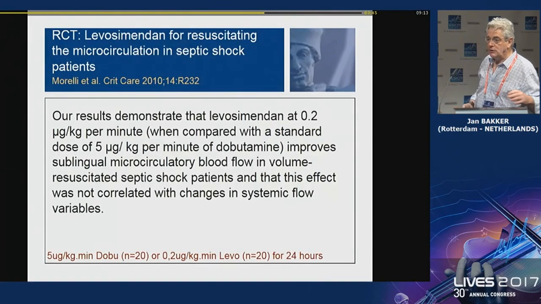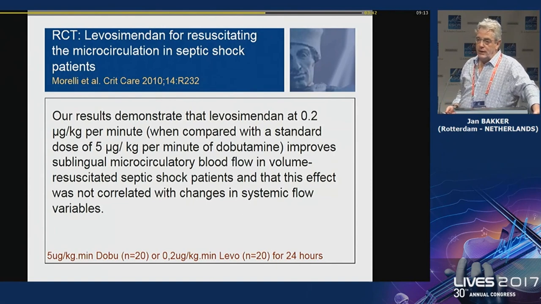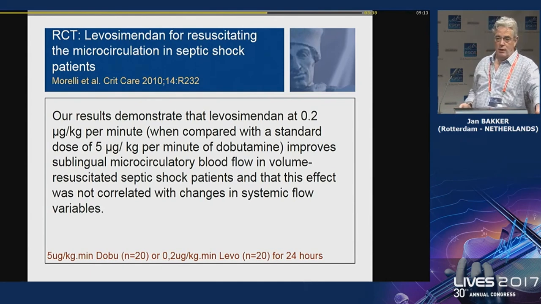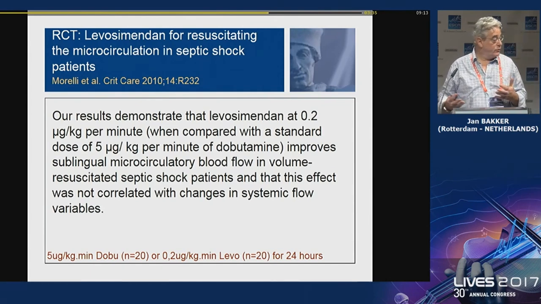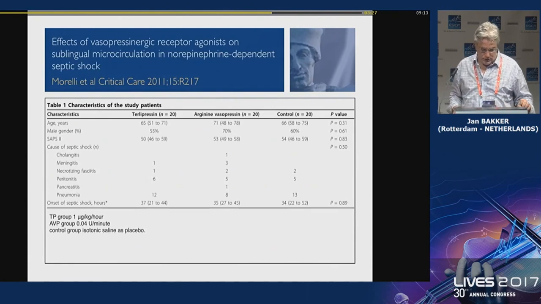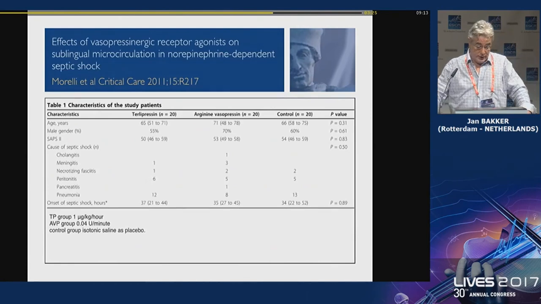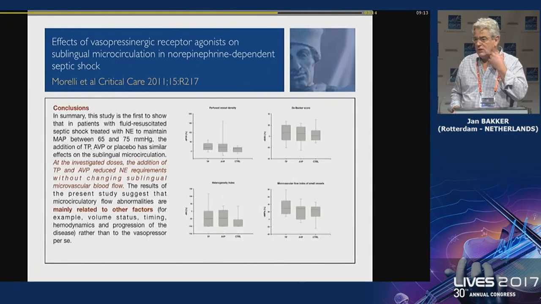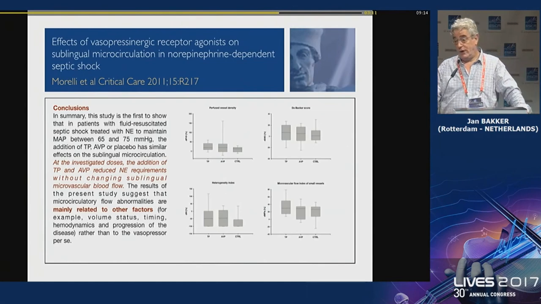New and not shown in the review of Christian Boerma was the study of Morelli looking at levosimendan, where he showed that levosimendan might even be somewhat more effective than dobutamine in septic shock patients. And other later studies, looking at the effect of vasopressin receptor antagonists, terlipressin and AVP, concluded that there was not a huge effect.